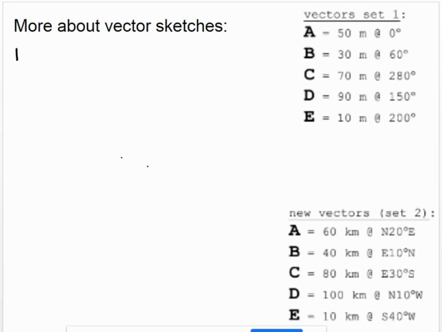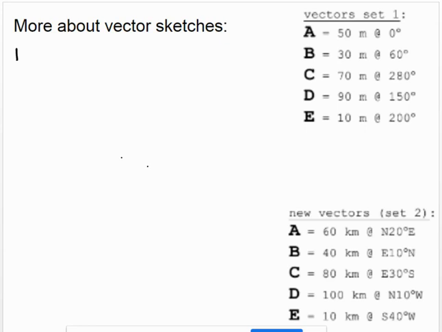On this slide, I would like to talk a little bit more about how to do some of the vector sketches for the vectors that you might see over the next couple of days. We've already talked about vector A being at 0 degrees and how you don't actually draw a triangle for a vector that's at 0, 90, 180, or 270 degrees. You just know that that's all in the X or all in the Y or whatever.